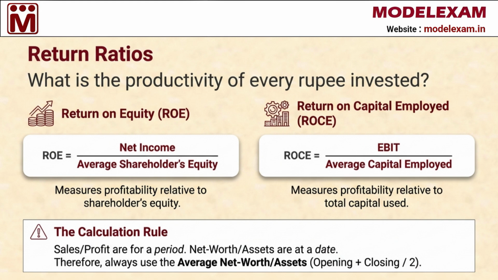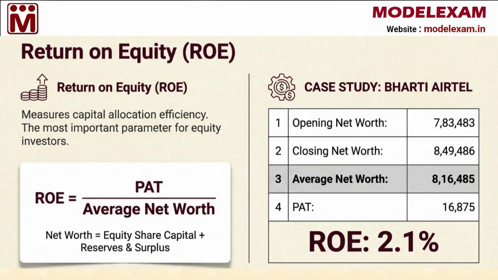A crucial calculation rule to remember here is that while sales are for a period, capital is measured at a specific date. So, always use the average net worth or assets by taking the opening plus closing balance and dividing by 2. Let us zoom in on return on equity or ROE.